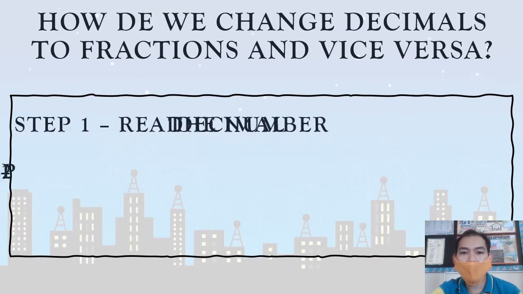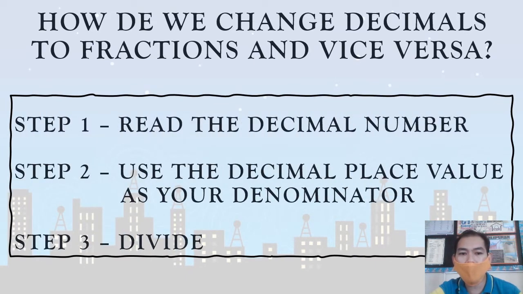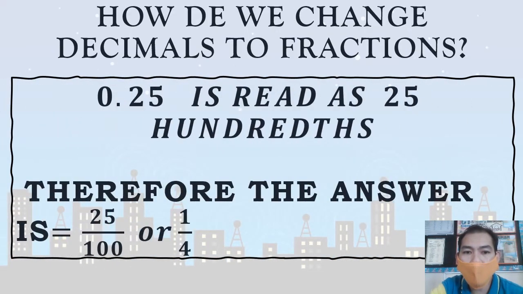Okay, so let's proceed now to how do we change decimals to fractions and vice versa. So in step 1, you just have to read the decimal number, and how you read it is actually the same as how you write it. So use the decimal place value as your denominator. So let us have an example on the next page. So 0.25 is read as 25 hundredths. So therefore, the answer is 25 over 100. Then if you put in lowest term, you will get 1/4.